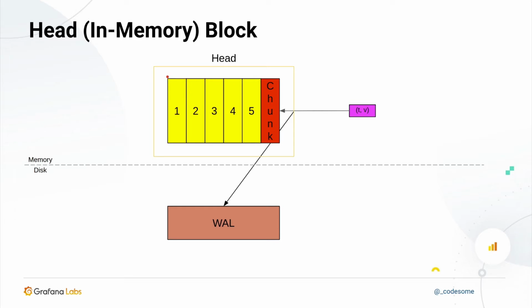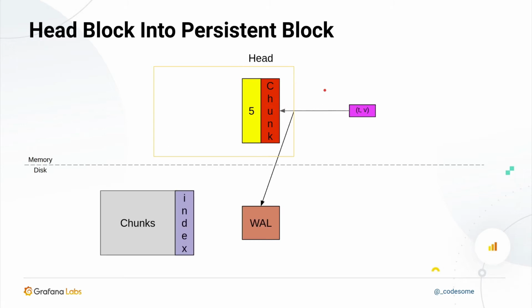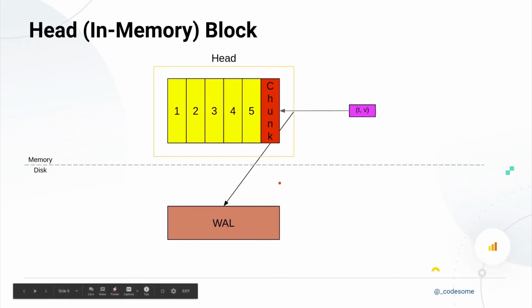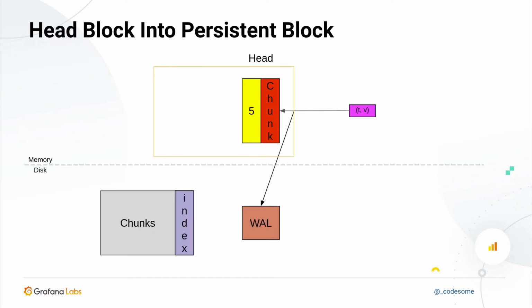Once we come to this stage where the head block spans 3 hours, we cut a block. We take the first 2 hours of data, which is the first 4 chunks here, leaving aside the 5th and the 6th chunk, and this is flushed onto the disk as a block. If you observed from the beginning, the write-ahead log is growing as the data is incoming, and once we cut the block, the write-ahead log is truncated.